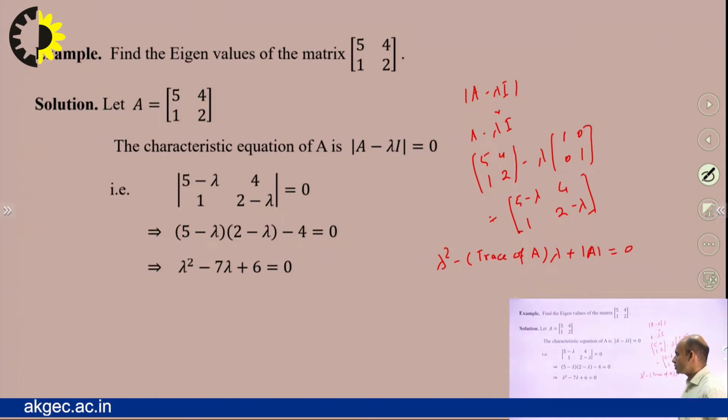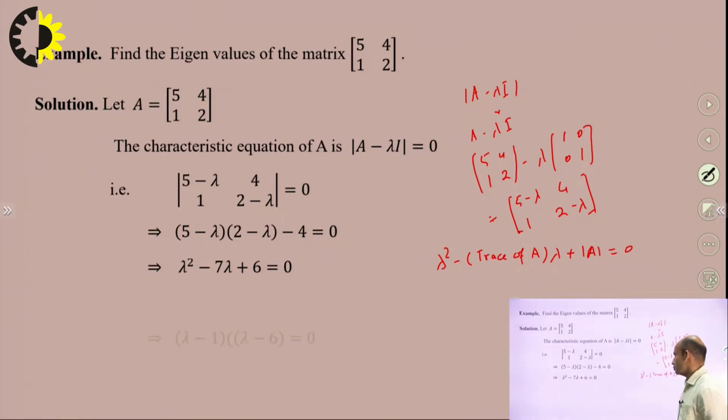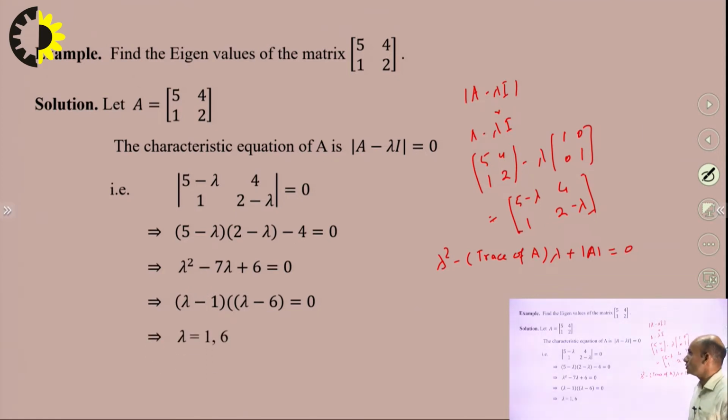So we have an equation of degree 2, and these are the roots of this equation: lambda equals 1 and 6. These values are known as the eigenvalues of the given matrix A.